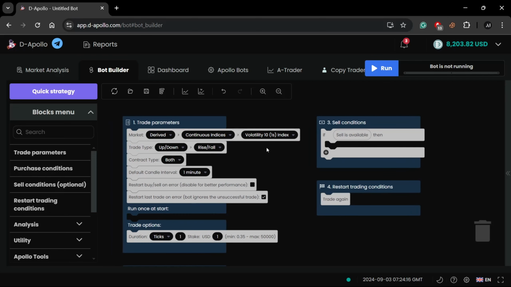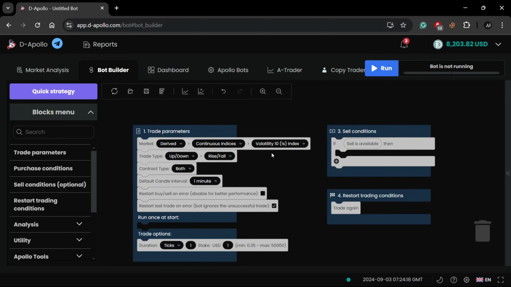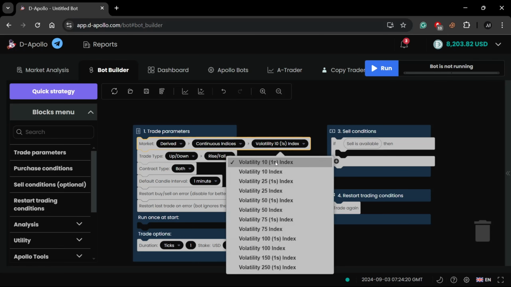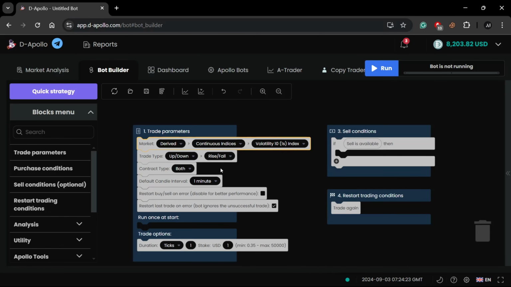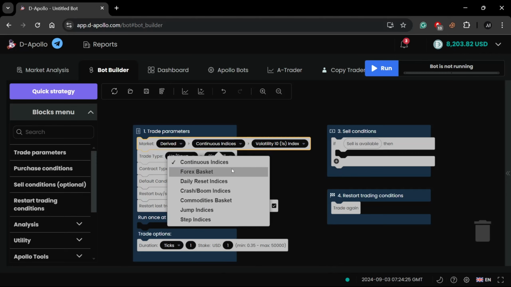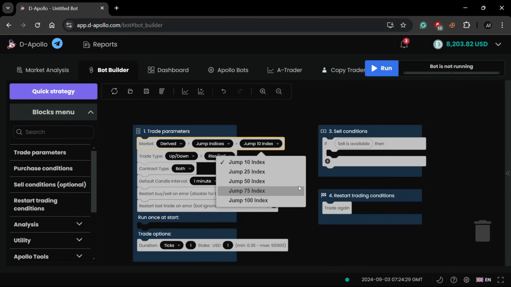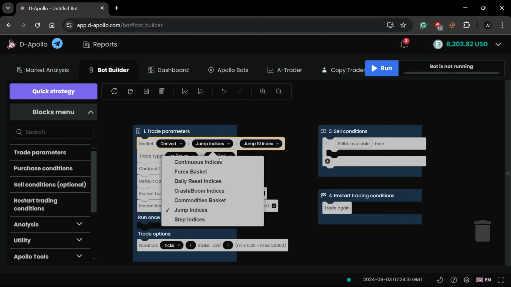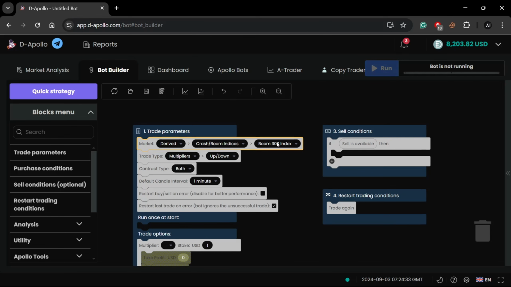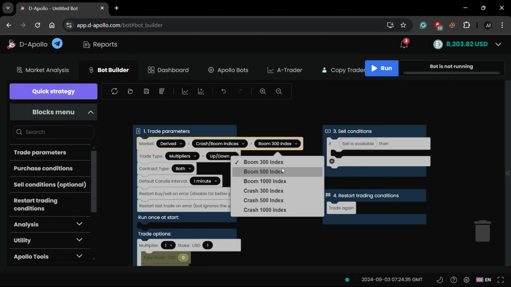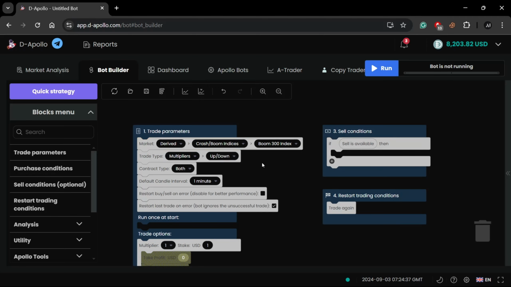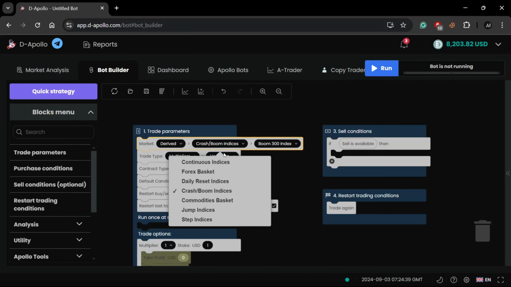That is what most people use: the volatility 10, volatility 10 (1s), volatility 25 (1s). But you can also change to jump indices where you select jump 10, jump 25, jump 75. You can also change to crash and boom indices, like boom 300, boom 500. But something you must notice is that different categories have different trade types.